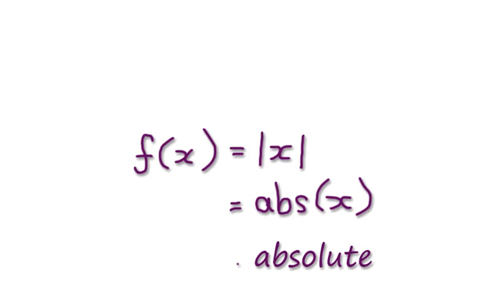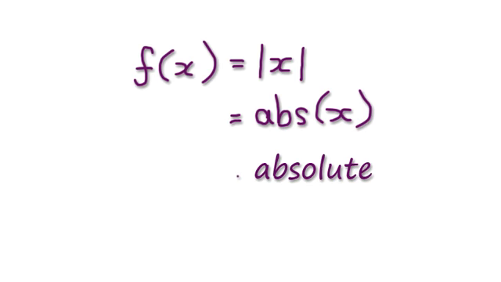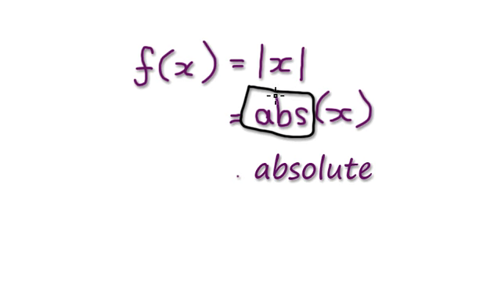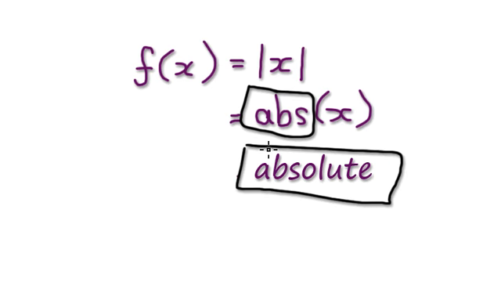Okay, in the next several videos, I'm going to give you lots of examples of common functions. The first one we're going to look at is the absolute value of x. It's written like this: x with two vertical lines. So this here is the absolute value of x, or it could be written as abs, which is just a short version of the word absolute.